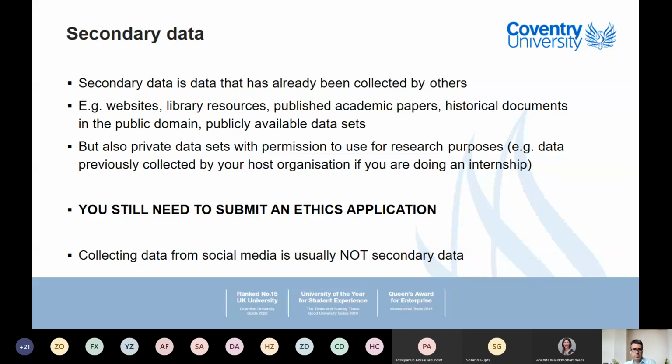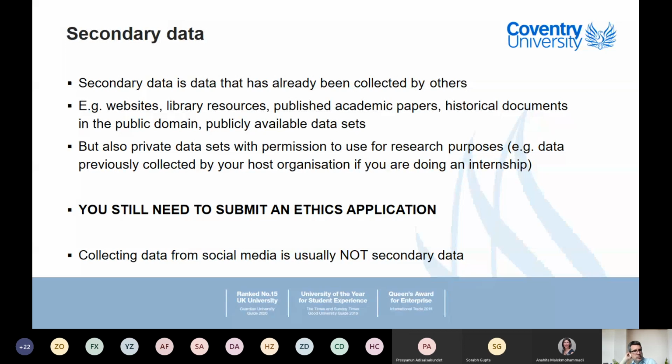Hopefully, you had a few sessions already on research methods, and you may understand the difference between secondary data and primary data. But just to clarify, secondary data is data which has already been collected by others. So typically, you can think of literature, published academic papers, historical documents, websites. So anything which is in the public domain, any archival data is likely to be there.